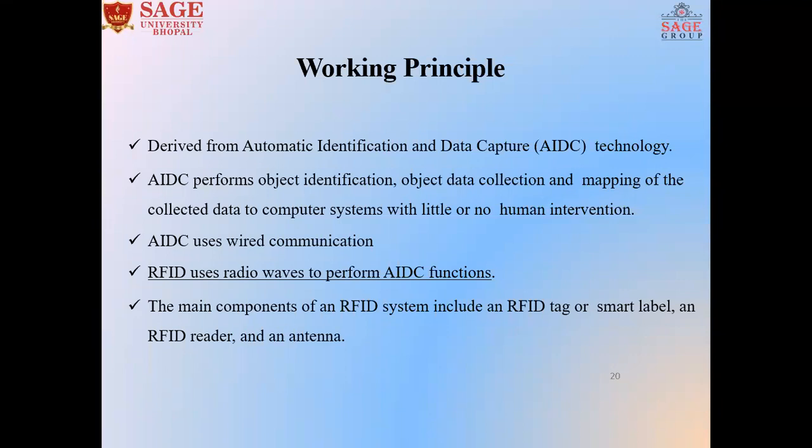The working principle of RFID, radio frequency identification, is derived from the automatic identification and data capture technology, AIDC. Here in AIDC, it performs object identification, object data collection, and mapping of the collected data to a computer system with little or no human intervention. It uses wired communication, and RFID uses radio waves to perform AIDC functions. The two important components of an RFID system are the RFID tag or smart label and the RFID reader.